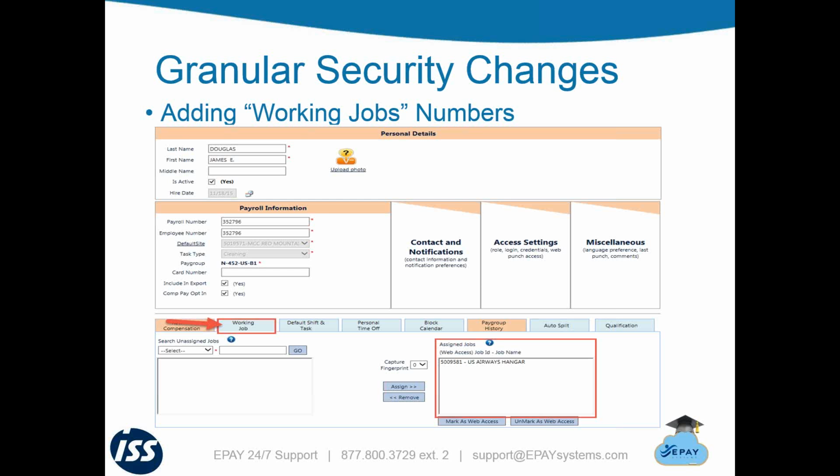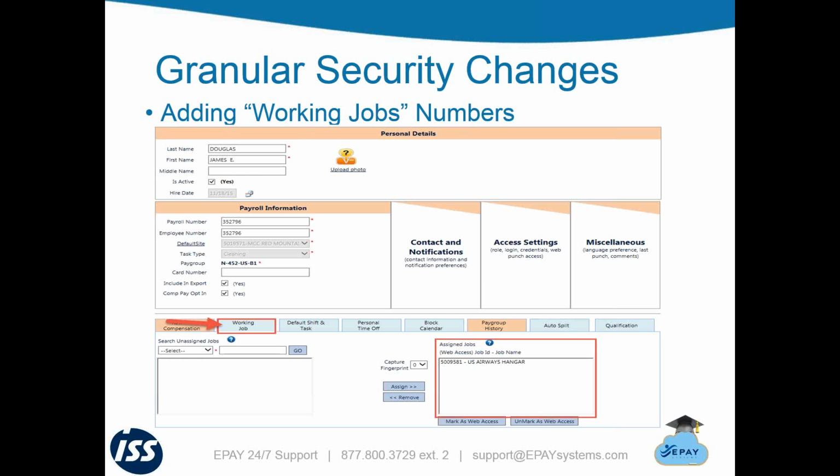If he goes to another job, say job 5020055, it's not a part of his assigned jobs. So if he tries to clock in from that job number with his employee ID, the system is going to say he does not have access to clock into that site. So this is where you come in. Now you have the ability to add additional working jobs to an employee.